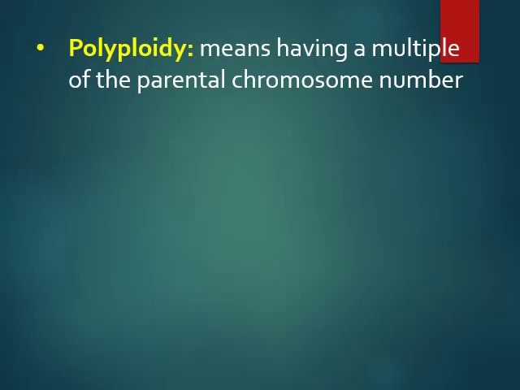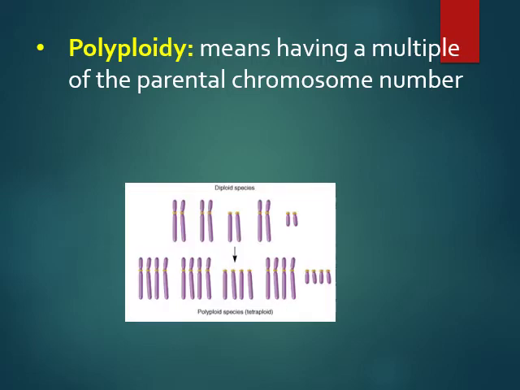The first type of numerical aberration is polyploidy. That means having a multiple of the haploid chromosome number instead of the diploid number.